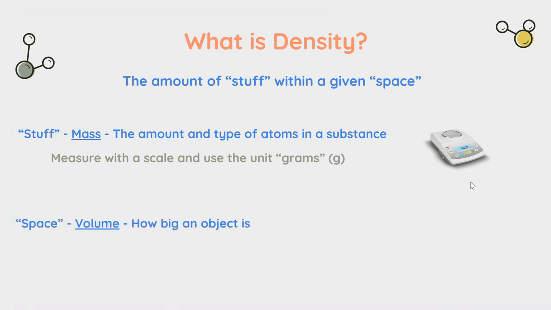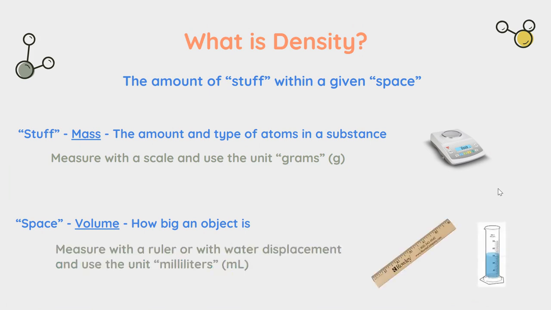Space, however, is volume, and this is basically how big an object is. We will usually measure this with a ruler or with a technique called water displacement, which we'll get into in a little bit. And volume has the units of milliliters, abbreviated as lowercase m, capital L.